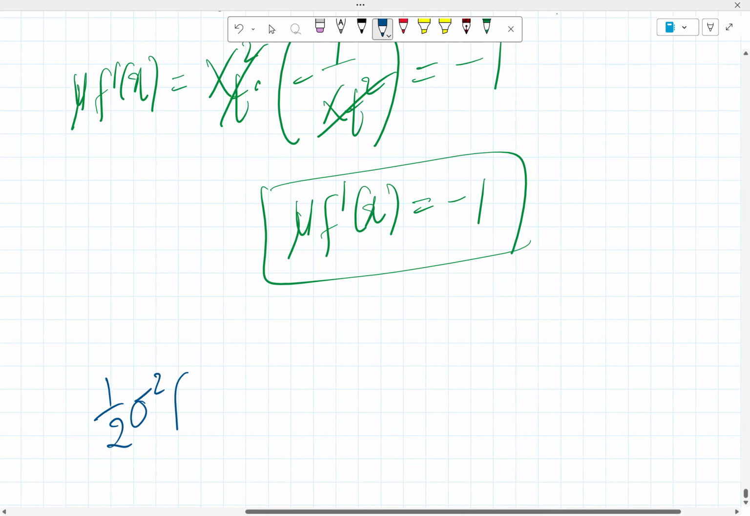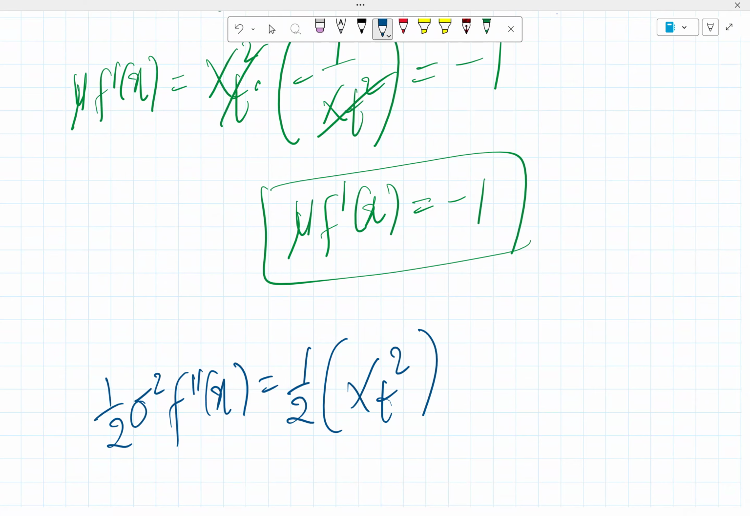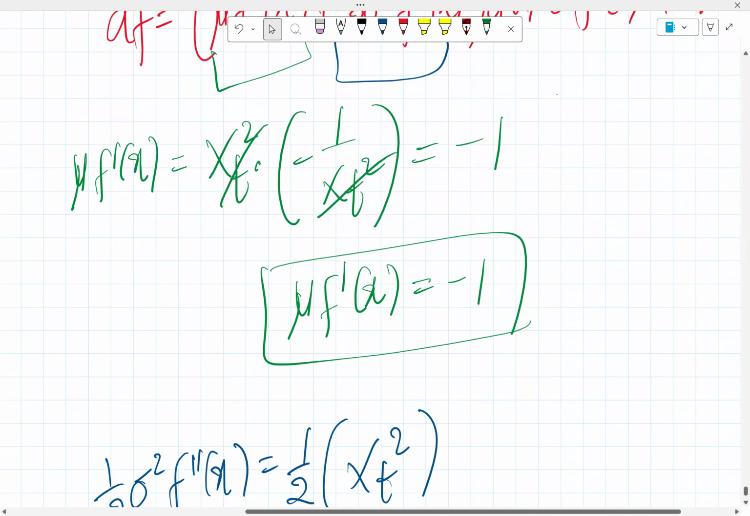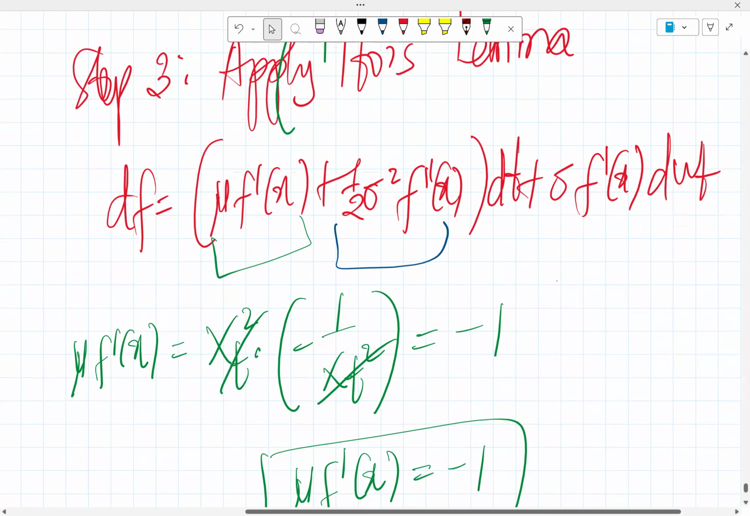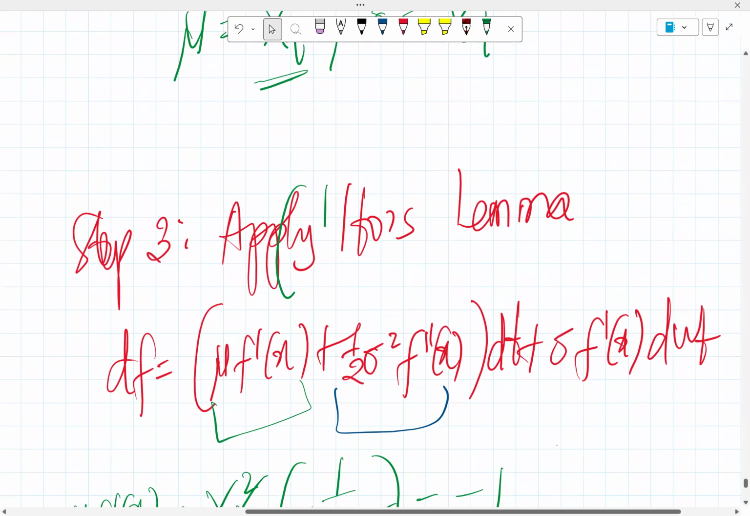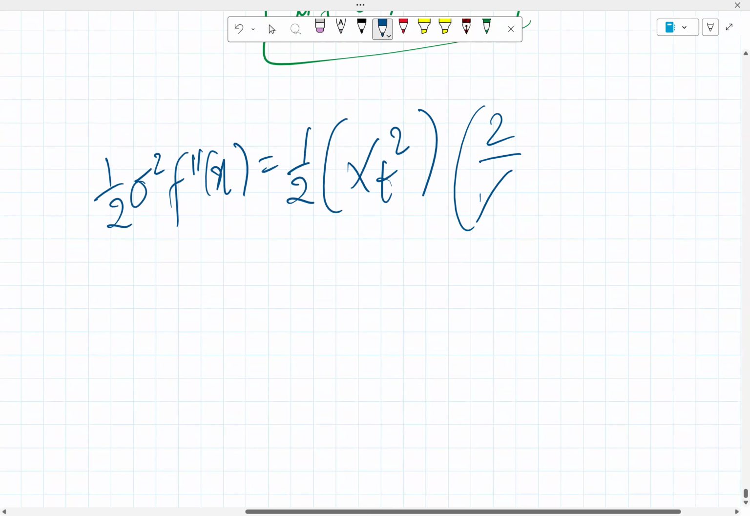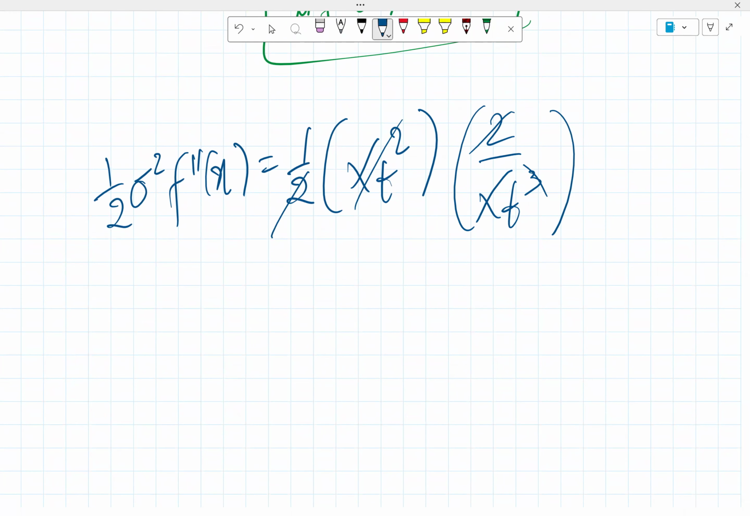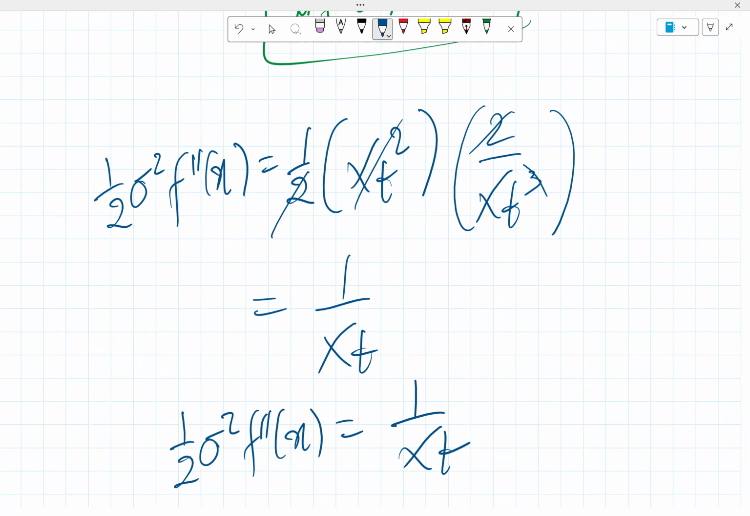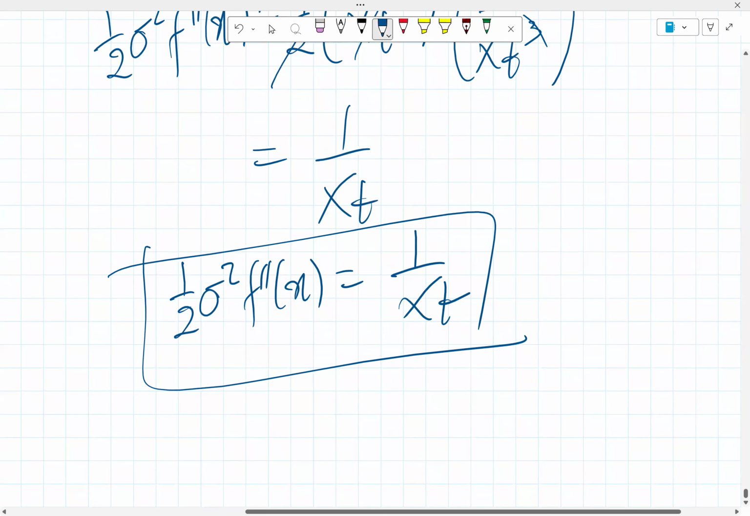half sigma squared f prime prime of x. So that is half sigma squared as xt squared, because we know sigma is xt. So sigma squared is xt squared. Then f prime prime of x is that expression, that's 2 over xt cube, that's 2 over xt raised by 3. So 2 cancels 2 here. So we have 1 over xt for that second term. So again, we have half sigma squared f prime prime of x to be 1 over xt. So that is in place.